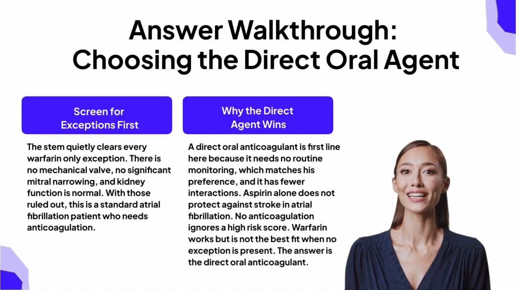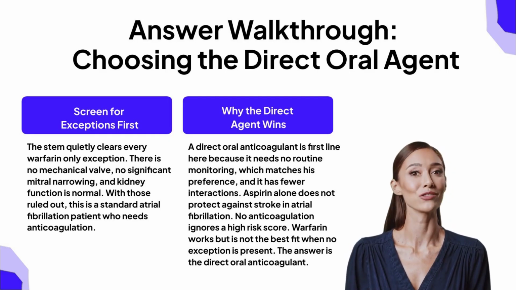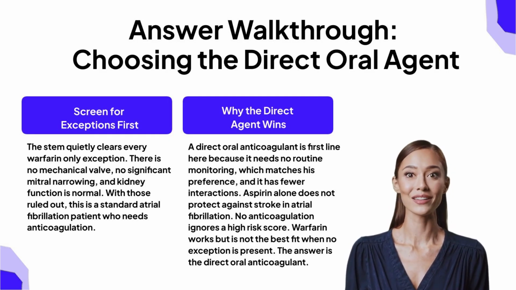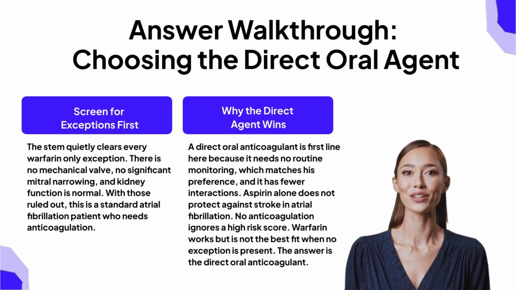The STEM quietly clears every setting that would force warfarin. There is no mechanical heart valve, no significant mitral narrowing, and his kidney function is normal. Once those are ruled out, you are left with a standard atrial fibrillation patient whose stroke risk is high enough to require anticoagulation. Now, why does the direct oral agent win? It is first line for atrial fibrillation because it needs no routine blood monitoring, which lines up perfectly with his wish to avoid blood draws, and it carries fewer interactions than warfarin.